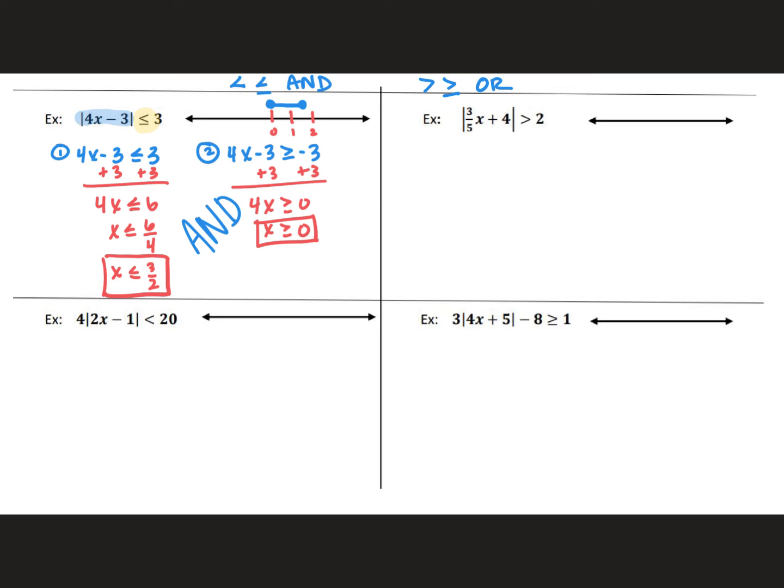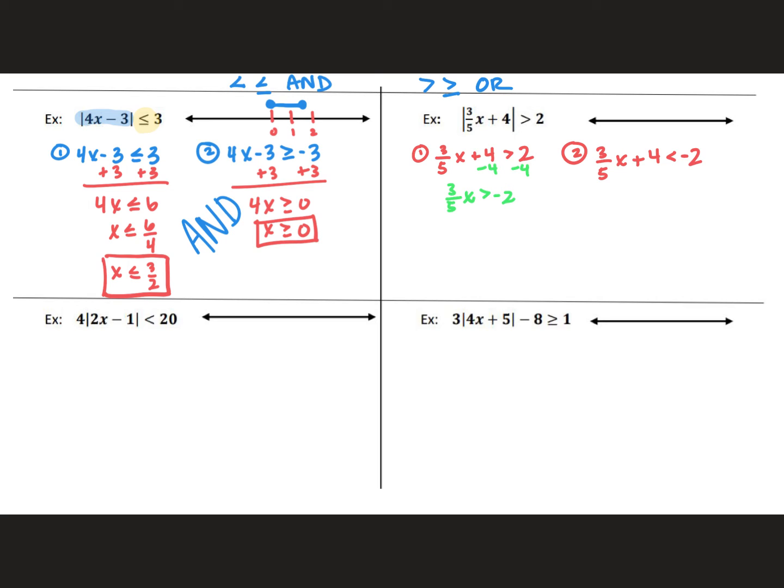For the next example, first get the absolute value to be the only thing on that side. Once I do that, I can break these apart and I'll have 3/5 x plus 4 is greater than 2. Notice everything is the same, I just don't have bars. The second one will be 3/5 x plus 4 is less than negative 2. And now we're ready to solve. So I'll have 3/5 x is greater than negative 2.